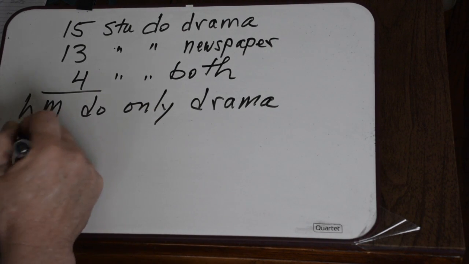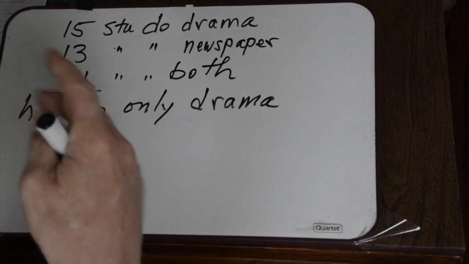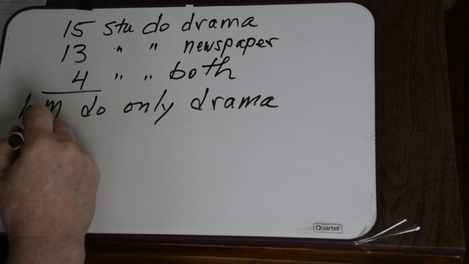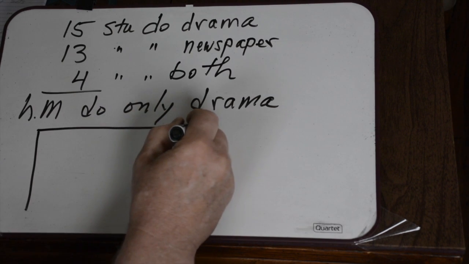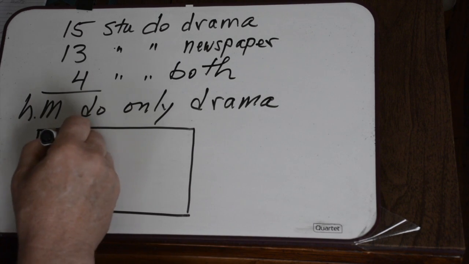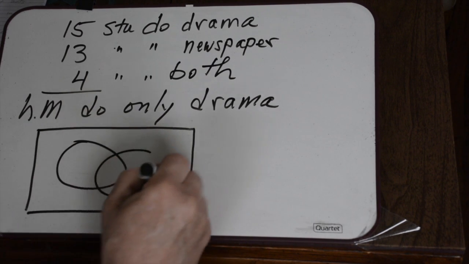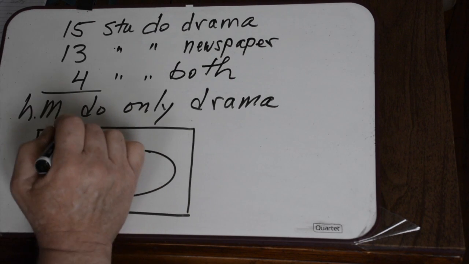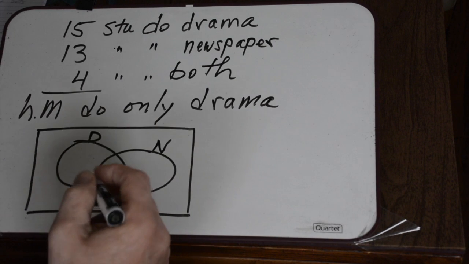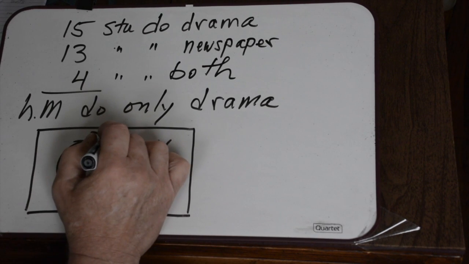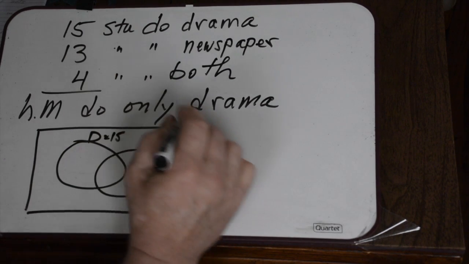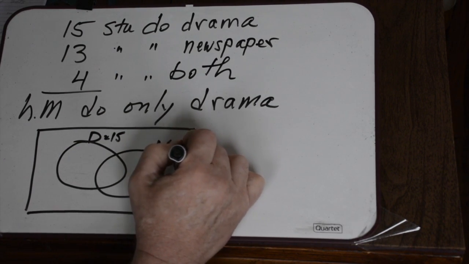Okay, so let's make a Venn diagram, because if I just asked you that question off the cuff without knowing Venn diagrams, you'd have a fun time playing with it. Maybe you'll get the answer, maybe you won't. So knowing how to work with Venn diagrams, you'll always get the answer. Okay, so let's look at what we have here. So we have a total of the drama, and the newspaper. A total of 15 in drama, and a total of 13 in the newspaper.